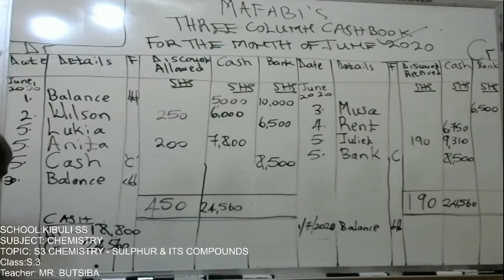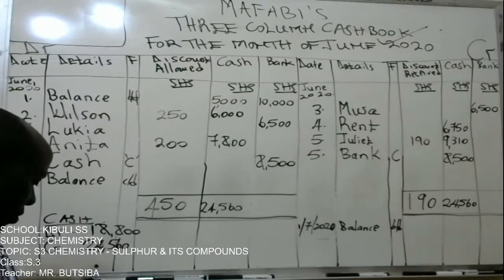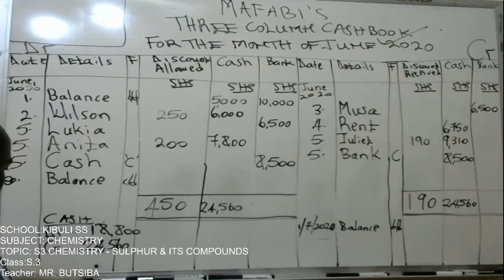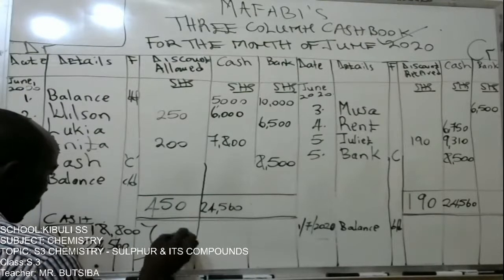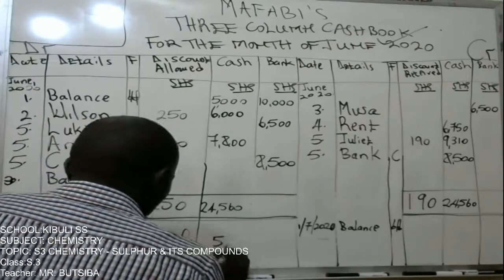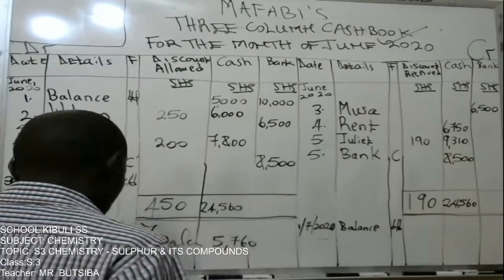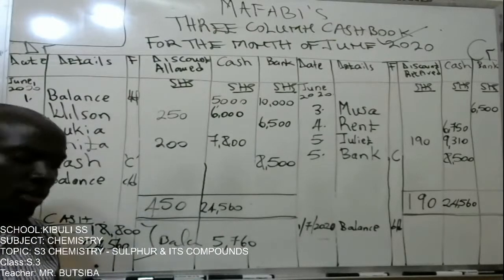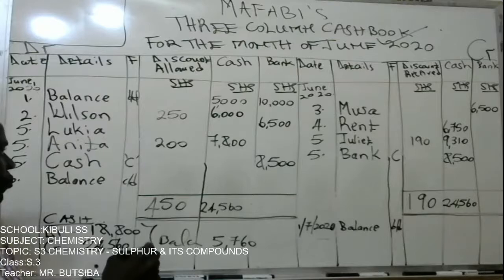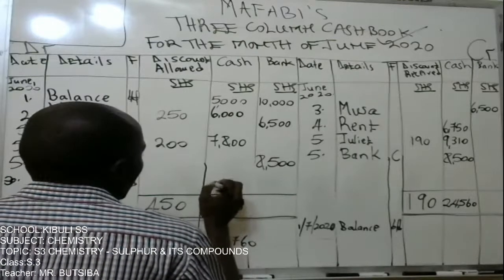So to get your balance carried down, you subtract the smaller amount from the bigger amount. That means you subtract 18,800 from 24,560. You remain with a balance of 5,760. So that is your balance carried down and balance brought down respectively.